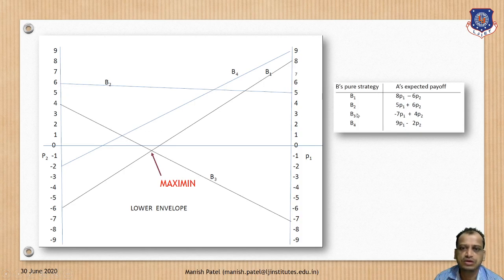Clear? What is B3 here? B3 line is this one. You draw this line, minus 7, clear, and 4. Clear? Now what is B4? B4 is this line where you have 9P1 minus 2P2.